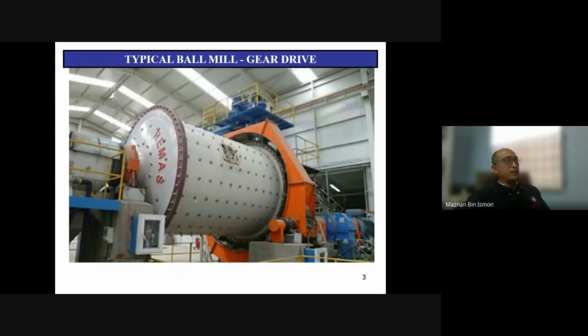This is a typical example of our previous gear system, where in a ball mill there is an outer ring over here with a gear. The orange color is only the cover. There should be another pinion over here, a smaller gear, and connected to this is the gearbox, and then this is the electric motor. So this is the gear system to rotate the ball mill.